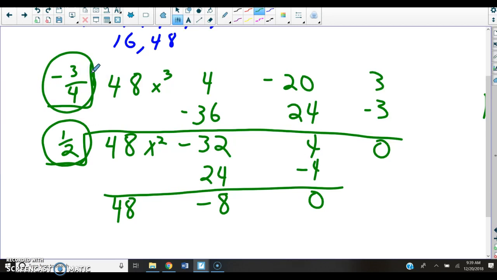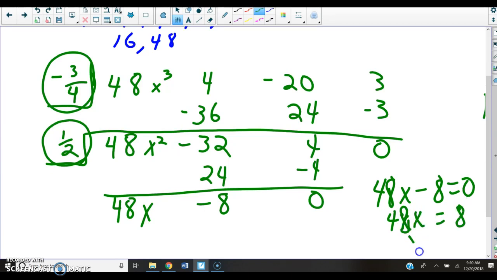And now we've got just 48x minus 8. 48x minus 8 equals 0. So x equals 8 over 48, which sure enough is that 1/6 I was predicting.